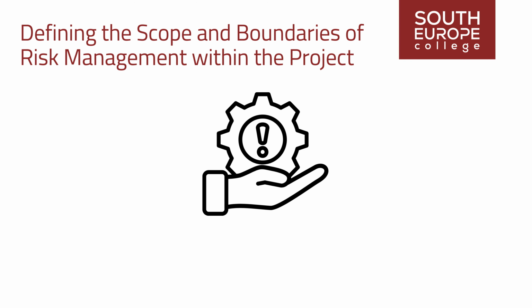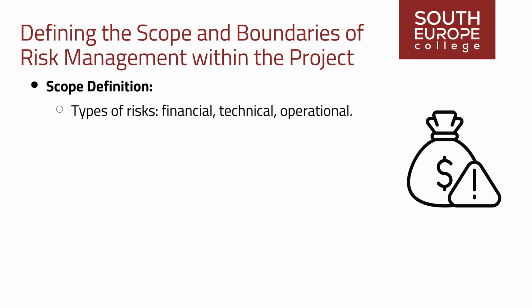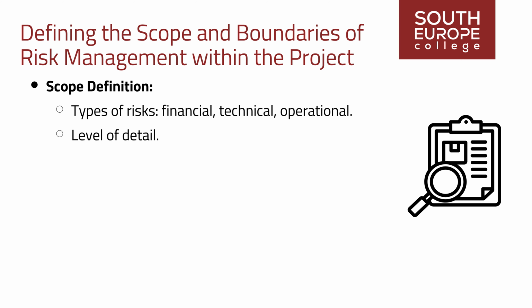Defining the scope and boundaries of risk management involves delineating the extent to which risks will be addressed and managed within the project. Key considerations include scope definition, clearly outlining the project's risk management objectives, including the types of risks to be considered, for example, financial, technical, operational, and the level of detail required for risk analysis.